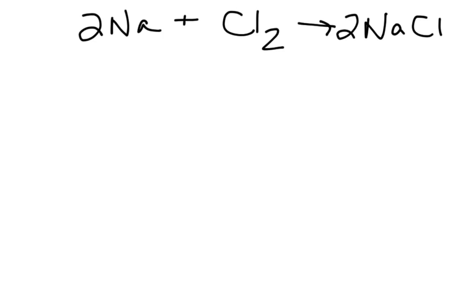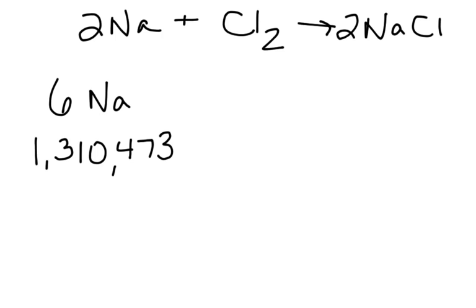So sometimes this can be easy. If I give you numbers and say you have 6 Na and you have 1,310,473 chlorines, I think it's pretty obvious that is what's going to limit you. You're not always going to get that lucky. In fact, you're rarely going to get that lucky.